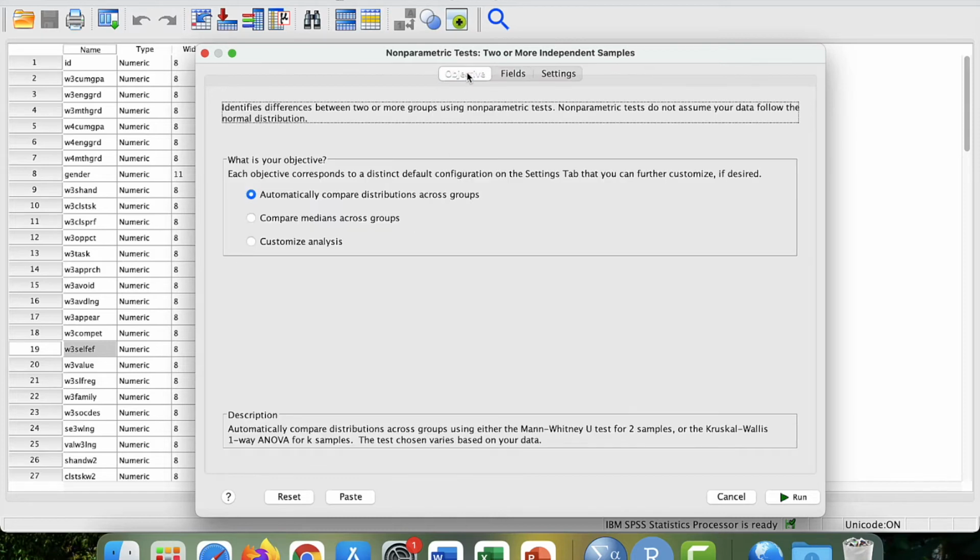And up here, if you hit objective, you can say automatically compare the distributions across groups. If you look at the description, you'll see it'll either do a Mann-Whitney U test if you've got 2 samples, or it'll do the Kruskal-Wallis one-way ANOVA if you have K samples, K meaning an undefined number. So if you have like 3 samples or 4 samples, then it'll automatically run a Kruskal-Wallis for you.